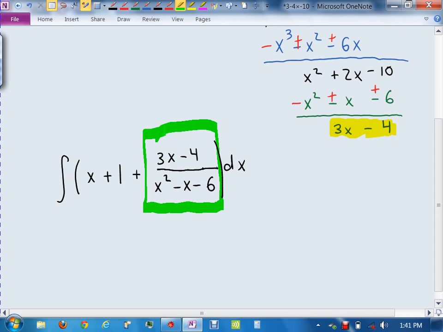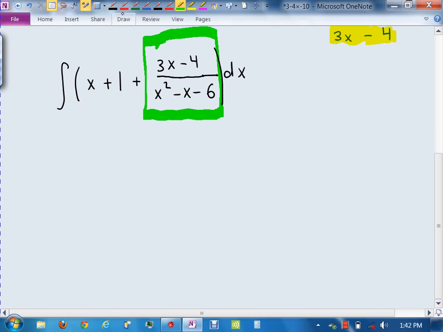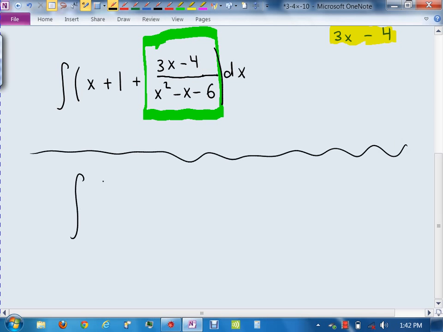We have a polynomial over polynomial, but now the power of the top is smaller than the power of the bottom. So now we go to the next thing, which was to try and factor the bottom. Can you factor the bottom? Yes, absolutely. So what I'd like to do at this point is put a squiggly line saying I'm just going to focus my attention on this integral. And I just need to remember to come back and fill everything in at the end.